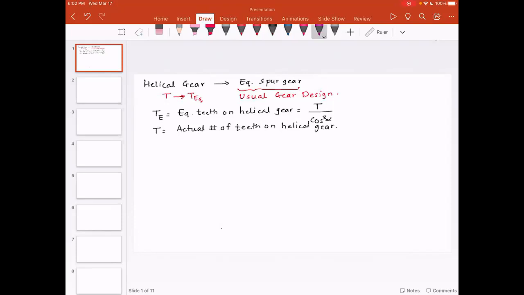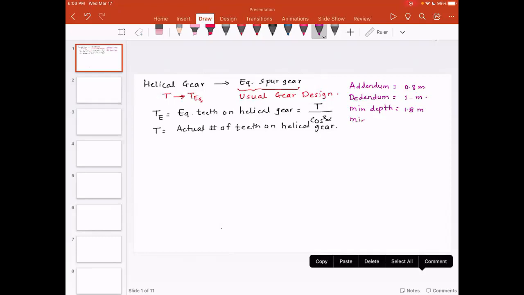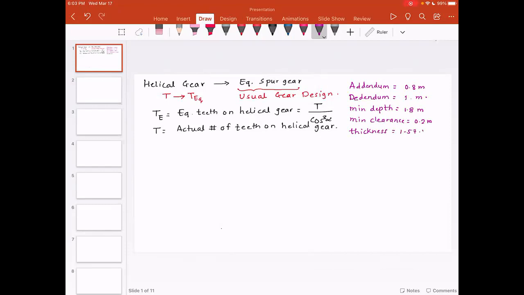Now, some of the important dimensions for the helical gear: addendum is 0.8 times module, dedendum is one times module, minimum tooth depth is equal to 1.8 times module, minimum clearance is 0.2 module, and the thickness of tooth is equal to 1.57 times module.